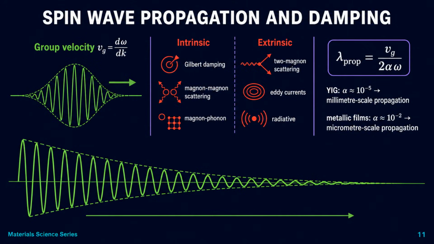The group velocity determines how fast spin wave packets travel, given by the derivative of omega with respect to k. Various damping mechanisms limit propagation distance. Intrinsic sources include Gilbert damping from spin-orbit coupling and magnon-magnon scattering. Extrinsic sources include 2-magnon scattering from defects. The propagation length depends on velocity divided by damping rate.